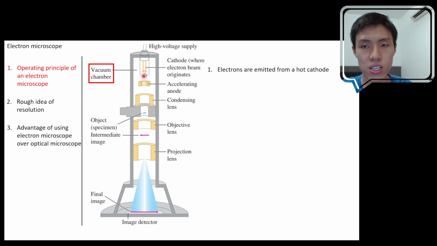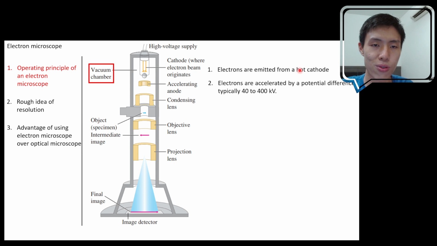The electron was initially very slow or nearly at rest, but after it passes through the accelerating anode, by attracting them through this anode over here, you are speeding them up, so the electron will reach this part with a greater speed.